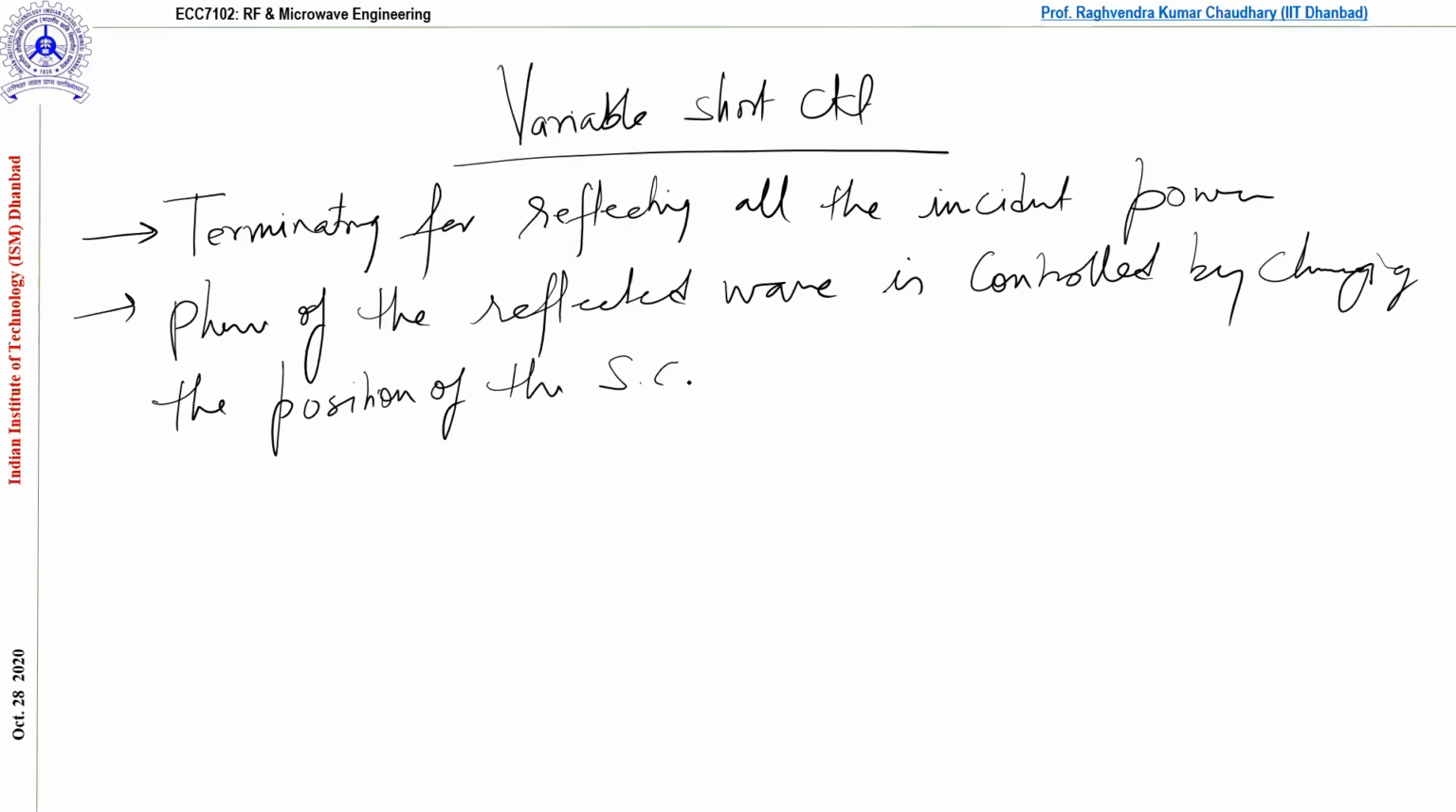Okay, so these two things characterize this variable short. Now, if you talk about the construction of these things, the construction is not very difficult. Like we can understand there is a waveguide kind of thing, maybe circular or this kind of thing. Okay, and after that you have a scale, a micrometer drive. Okay, after that you have the micrometer drive. Fine.